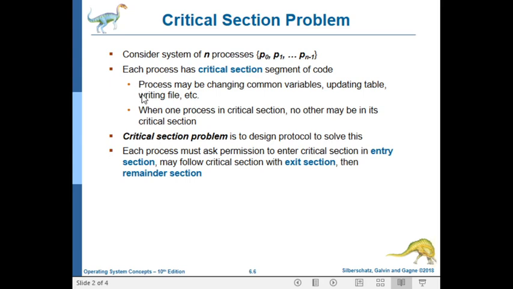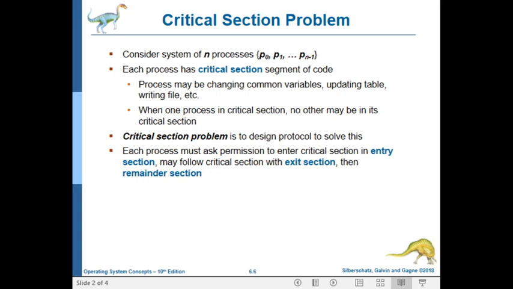So the critical section problem is to design a protocol whereby processes can synchronize their activity to cooperatively share data. So each process must ask permission to enter its critical section in the entry section, followed by the critical section, then the exit section, then the last one is the remainder section.